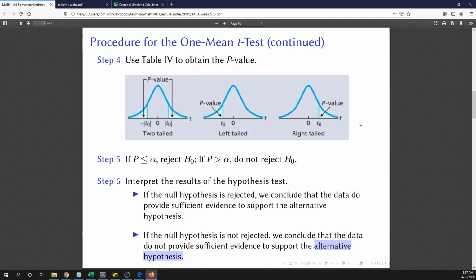If you haven't watched that video, you need to go back and watch the section 9.4 video and work those examples to get a feel for how these problems go.